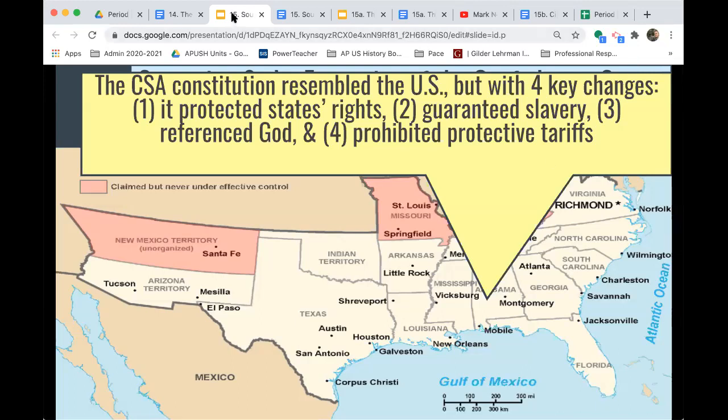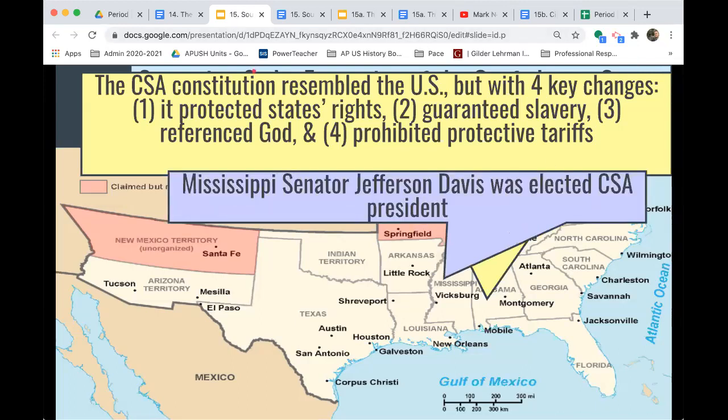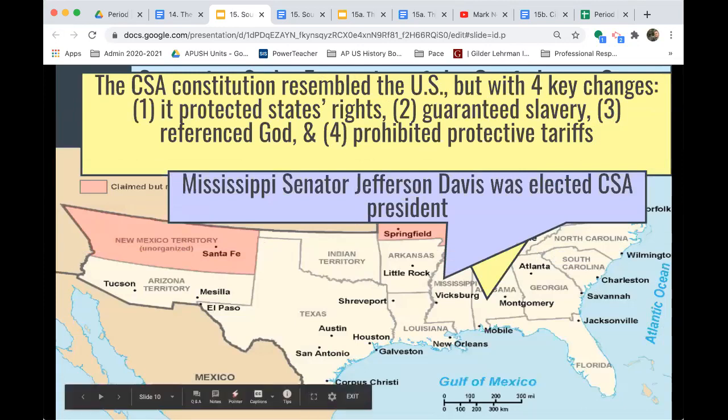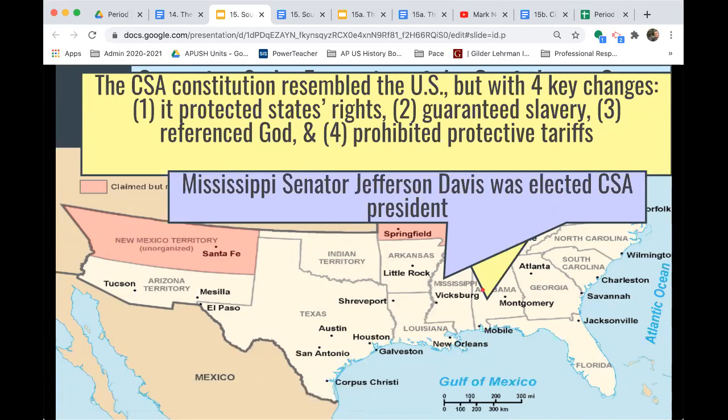Their society will be built on this foundation. And of course, they elect Mississippi Senator Jefferson Davis as their first and only president. And that is how we enter into this civil war, in which the southern states are fighting their war to become independent, to have their own nation with these key characteristics. And the northern states, the Union, is fighting to ensure that the southern states don't get to just leave.